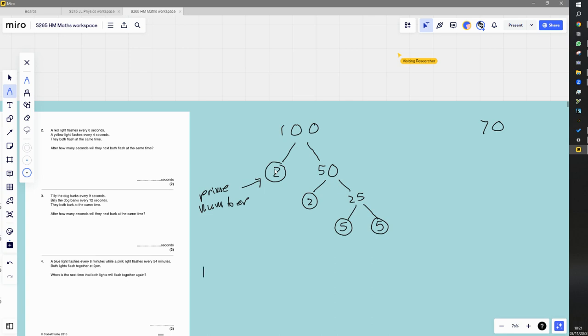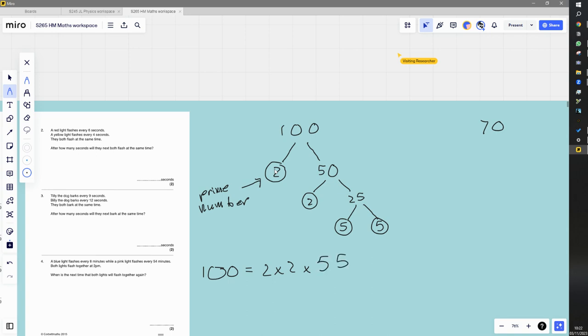Basically, what I can say is that 100 is equal to 2 times 50. I could also say it's equal to 2 times 2 times 25, or I could say it's equal to 2 times 2 times 5 times 5. And that's actually what we're going to do. So what I'm doing here is writing it as a product of primes.